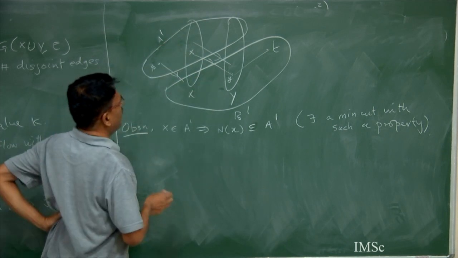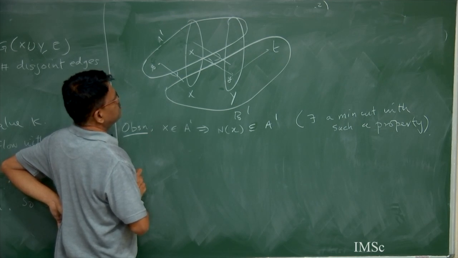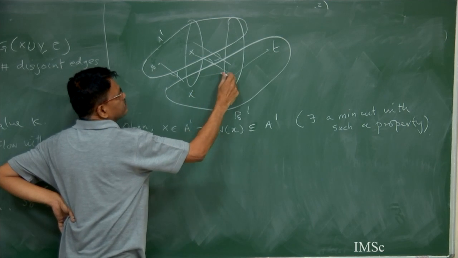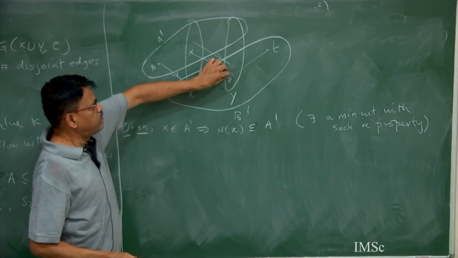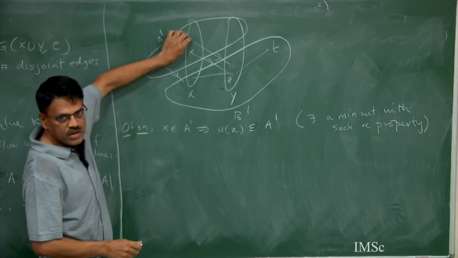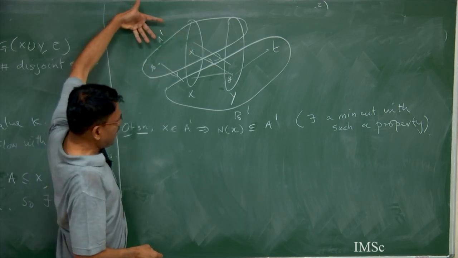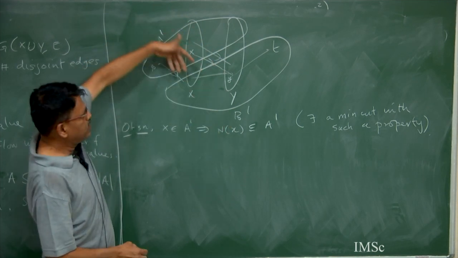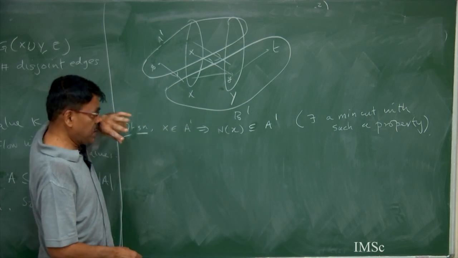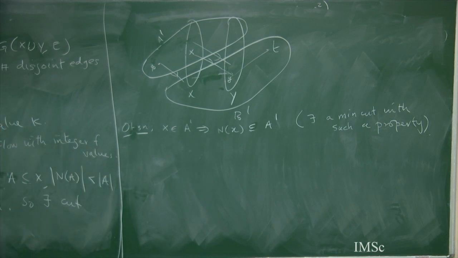And there may be edges like this, which are not part of the cut now, but when I pull Y in here, will it become part of the cut? No, because I care only about edges coming from that side to this side. Remember, it's a directed graph. So I care only about the edges coming in this direction. These edges will not become part of the cut. So this claim can be ensured by moving the neighbors into A prime.